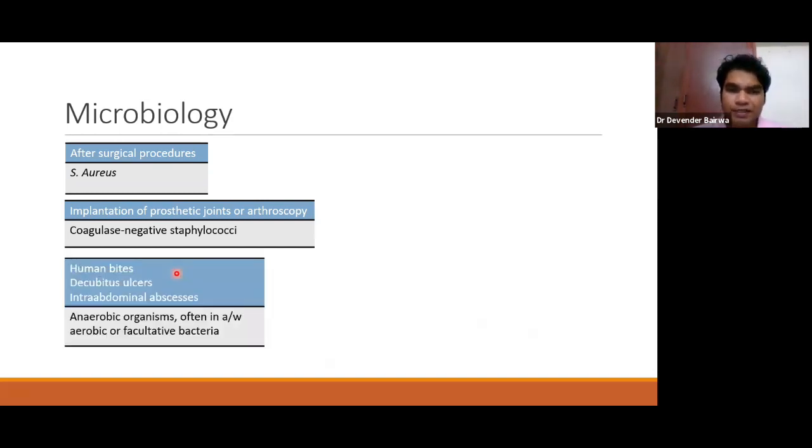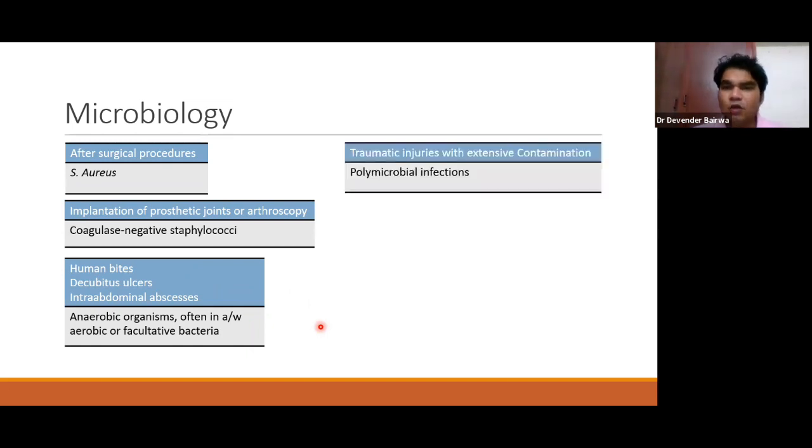In case of human bites, decubitus ulcers, or intra-abdominal abscess, when these ulcers and abscesses reach the nearby joint, in such cases you can find anaerobic organisms, often in association with aerobic or facultative bacteria. Multiple bacteria can be there. In traumatic injuries with extensive contamination, if a joint is ruptured, then mostly it is a polymicrobial infection.